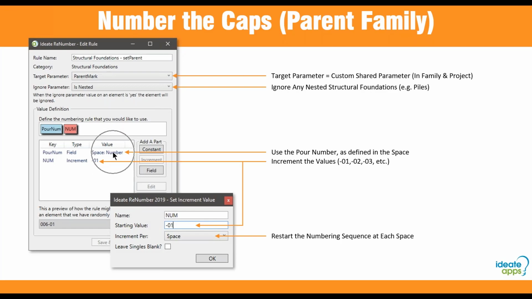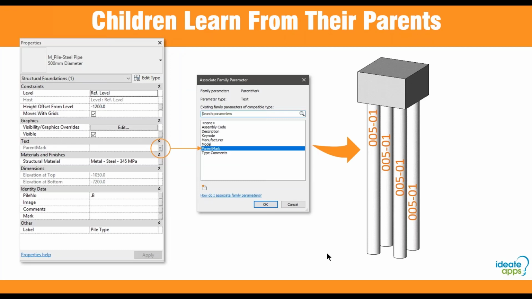We're going to use the space number, as we've done before, and we're going to increment it 1, 2, 3, 4. Then we're going to increment the numbering on a per space basis, so that we're not getting piles 1 through 100. It may be piles 100-010203 for one space, and then 101-010203, and so forth. You'll see this in action.